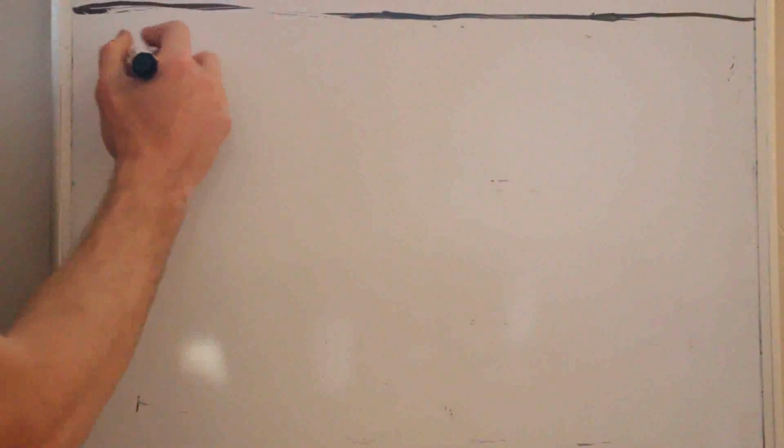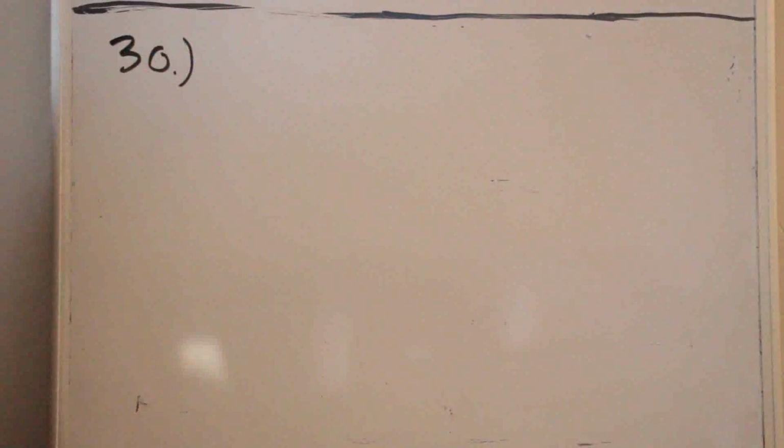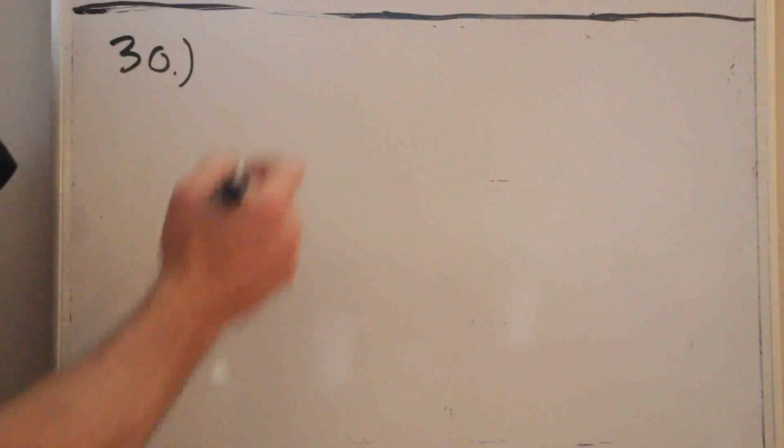Number 30. So this question: in the region of the first quadrant enclosed by the coordinate axes, the line x equals pi, and the curve y equals cosine of cosine x is rotated about the x-axis. What is the volume of the solid generated?